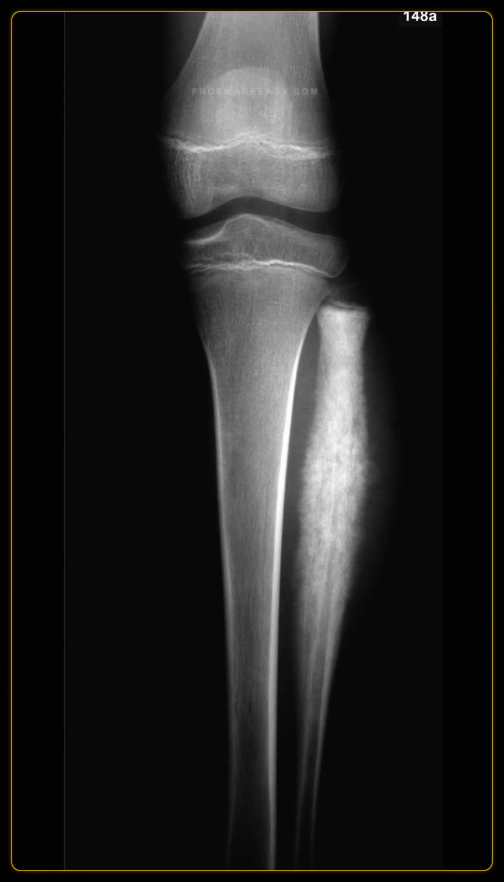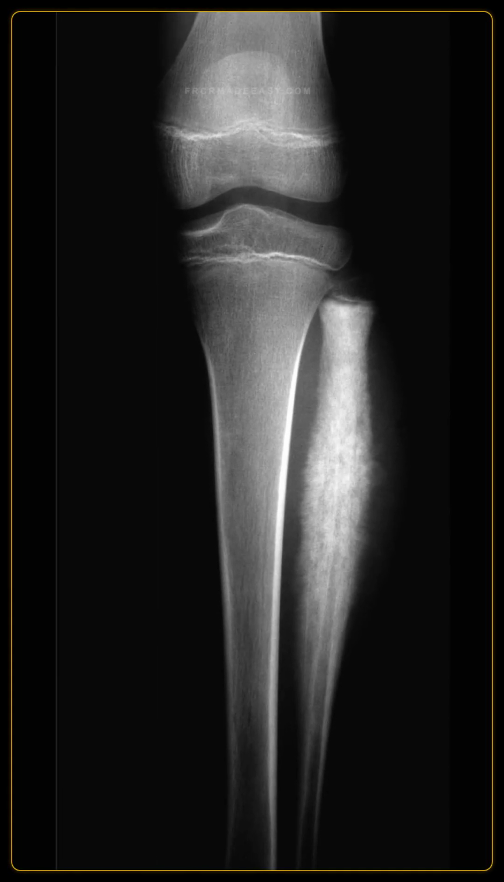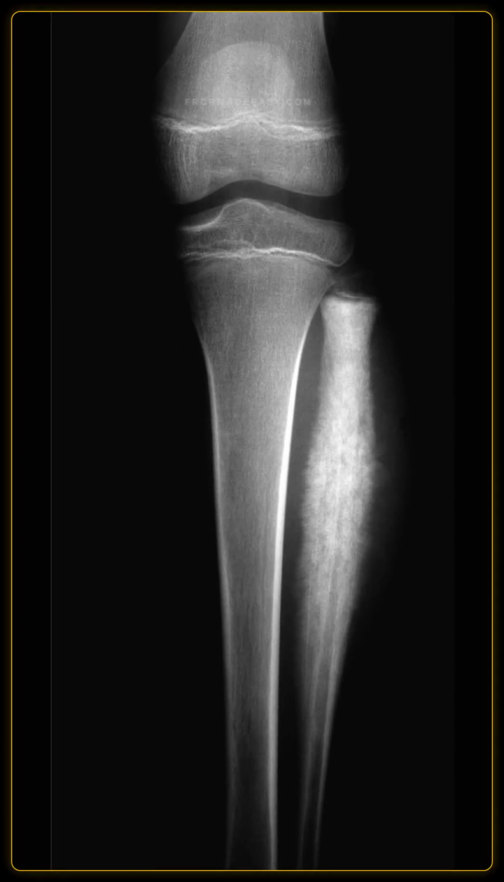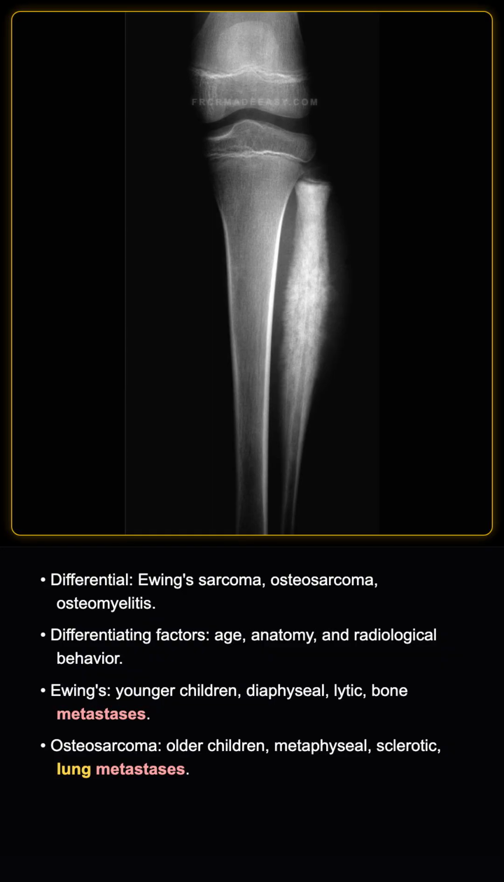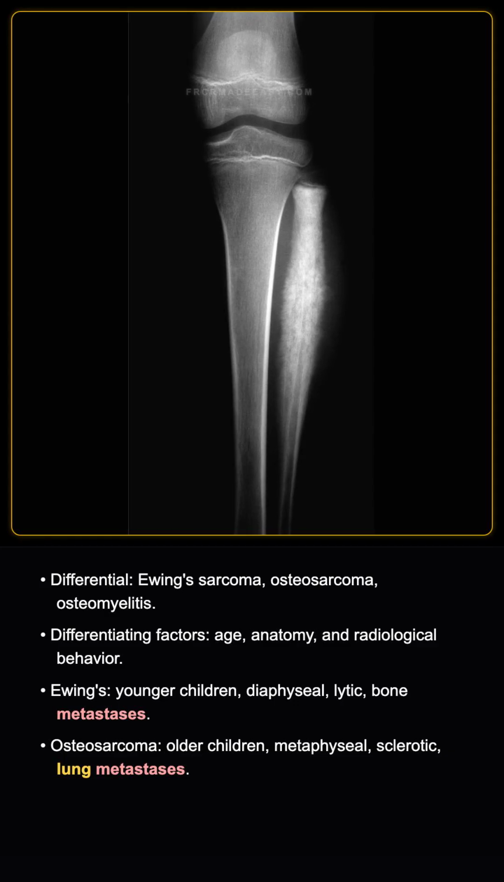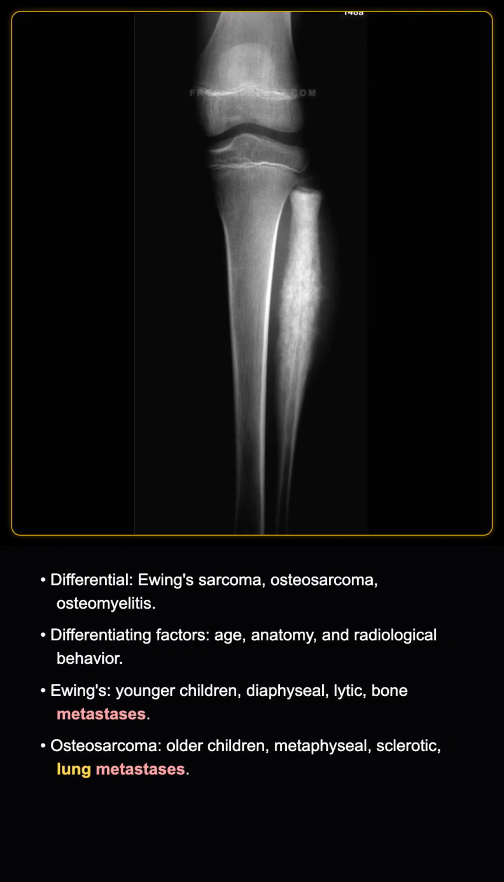What is the differential diagnosis for an aggressive focal bone lesion in a child, and how do we differentiate the two most common primary bone tumors? The primary differential diagnosis for an aggressive focal bone lesion in a pediatric patient includes Ewing sarcoma, osteosarcoma, and acute osteomyelitis. To differentiate the two main malignancies, we evaluate the patient's age, lesion location, and radiological appearance.